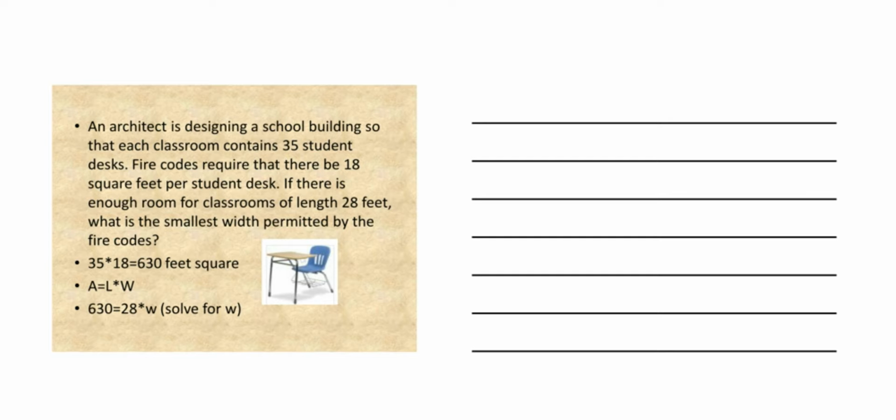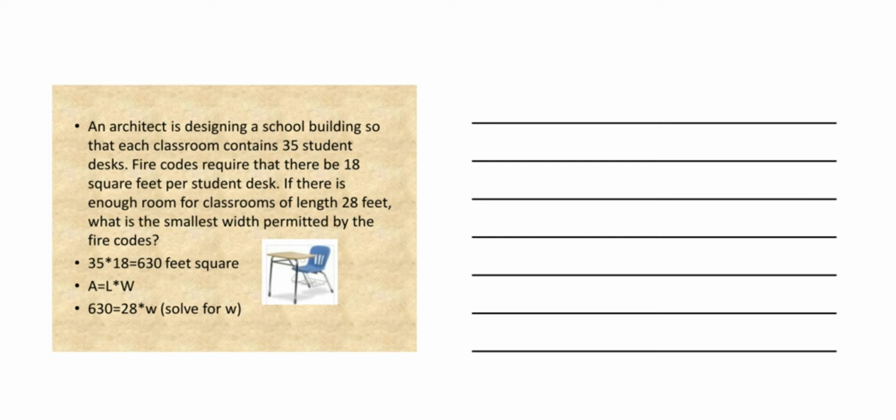An architect is designing a school building so that each classroom contains 35 student desks. Fire codes require that there be 18 square feet per student desk. If there's enough room for classrooms of length of 28 feet, what is the smallest width permitted by fire codes?